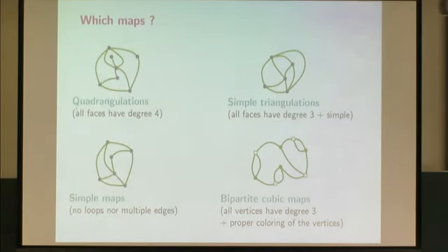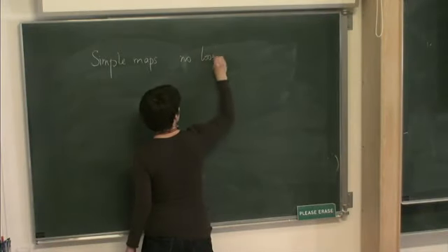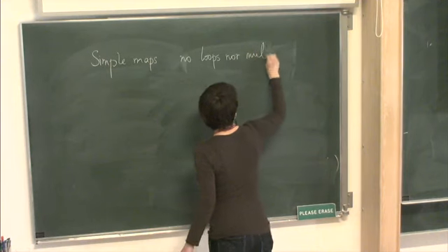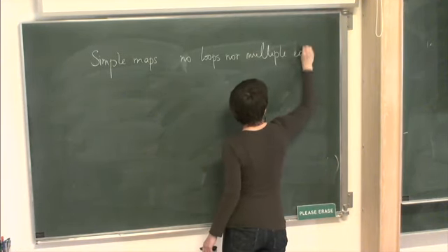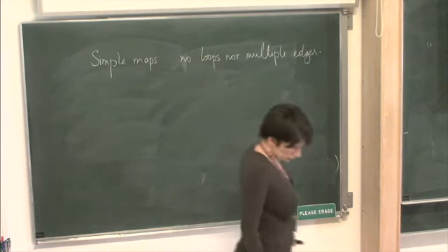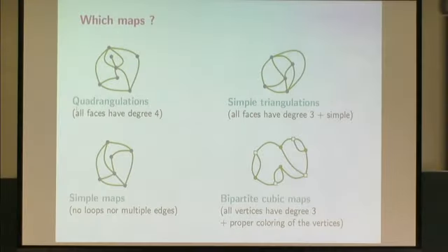The family of maps we're going to consider today are the family of quadrangulations, where all the faces are quadrangles, and the family of simple maps, that are maps without loops nor multiple edges, and this is going to be one of the main objects. But we're also going to encounter simple triangulations and bipartite cubic maps. Bipartite cubic maps are maps where all the vertices have degree 3 and which are bipartite, meaning that you have a proper two-coloring of the vertices.